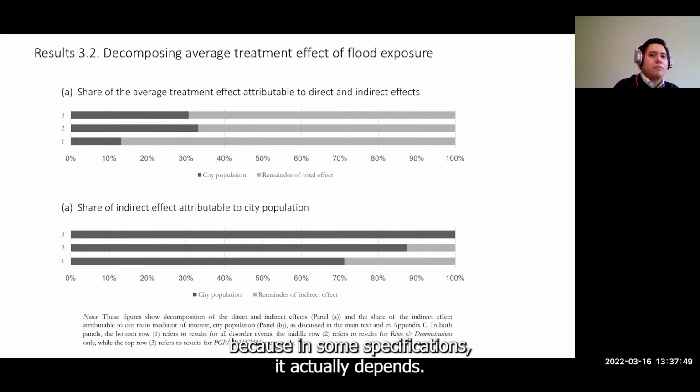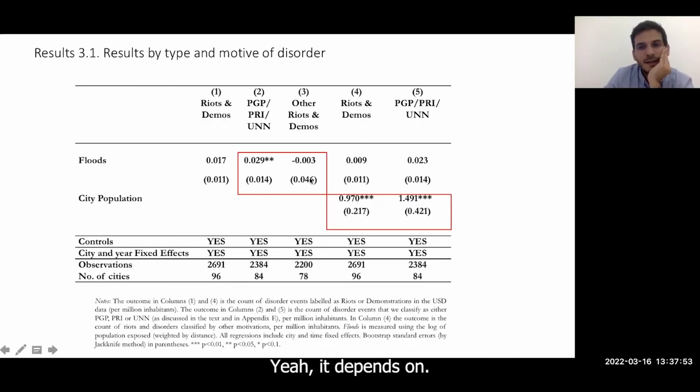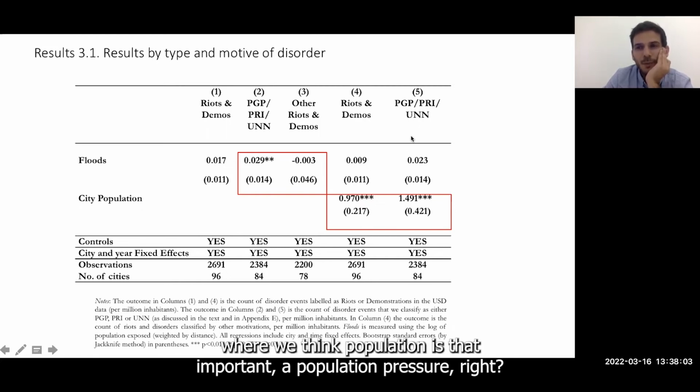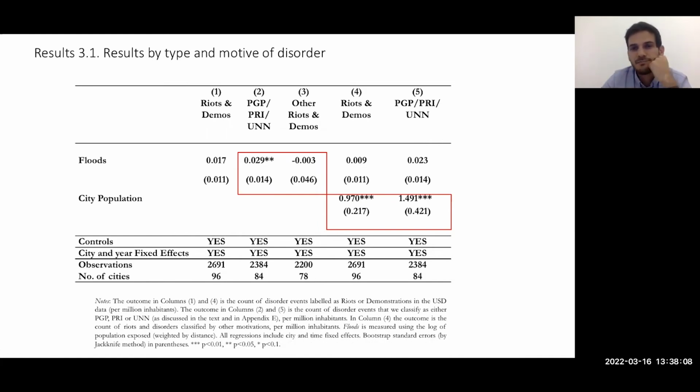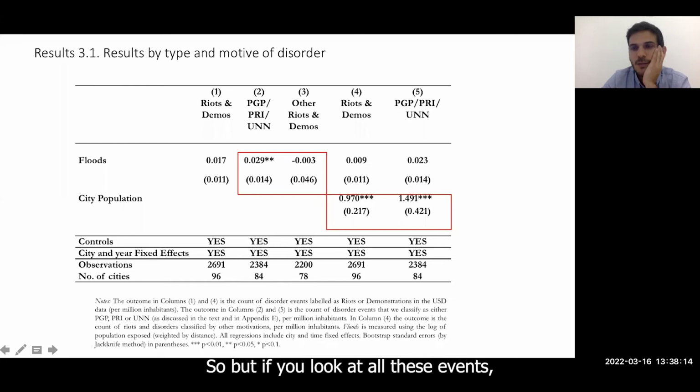Because as you said, in some specifications, it actually vanishes. It depends. And so we think that relates to the motive of disorder. That's why we do this. When we look at those events where we think population is very important, or population pressure, you see, as you saw, that the coefficient for floods is no longer significant. But if you look at other events, then the story may be different.